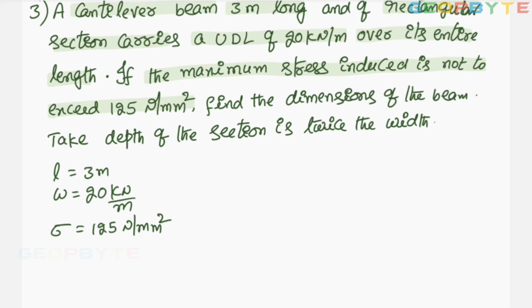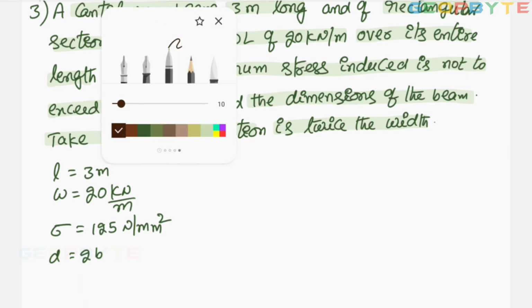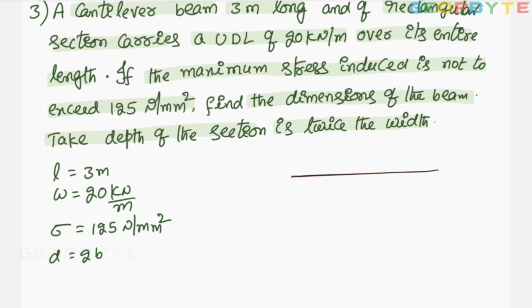Find the dimensions of the beam. Take depth of the section as twice the breadth. Depth of the section is 2 times the width. This is the problem. Now let us construct the beam. It is a cantilever beam carrying UDL over its entire length. The magnitude of UDL is W and the length of the beam is L.